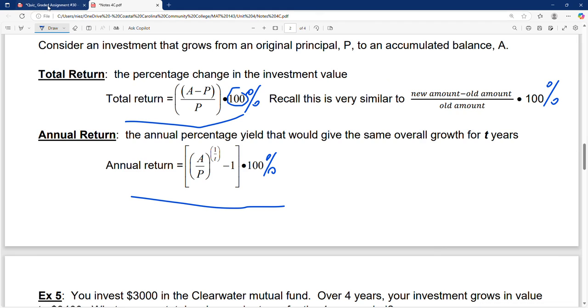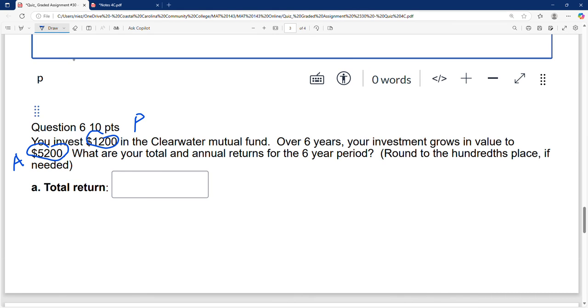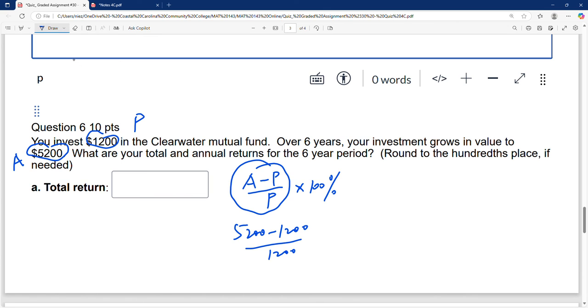So the total return is equal to A minus P, over P, times 100%, or just times 100 followed by percent. So the key is to figure out this value. Plug the numbers in: 5,200 minus 1,200, then divide by 1,200. You just get this value, then convert to percentage. So here it is 4,000 divided by 1,200. Actually, it's just 40 divided by 12, so you get the decimal form.